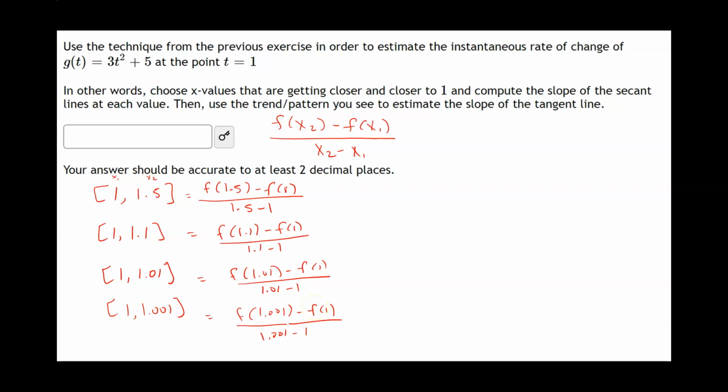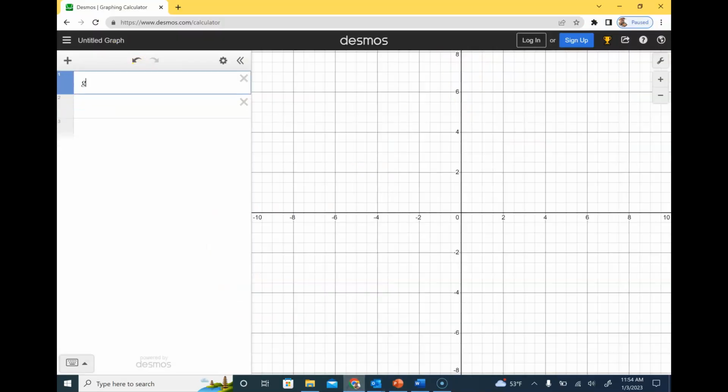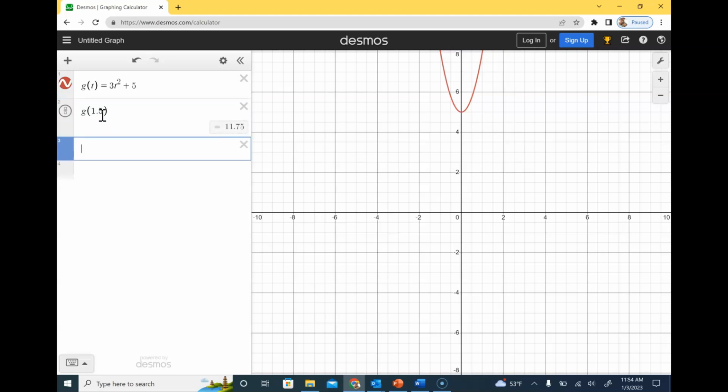Now, of course, we don't want to do this by hand. It'll take way too long. So you can use a graphing calculator to do this. I'm going to use Desmos.com since I won't be able to display a graphing calculator. So in Desmos, I'm going to say that g of t equals my function, which is 3t squared plus 5. And then I'm not going to do all of these, but I'll do one or a couple of them. So I have g of 1.5 minus g of 1, and then that whole thing is divided by 1.5 minus 1. And notice I get 7.5.